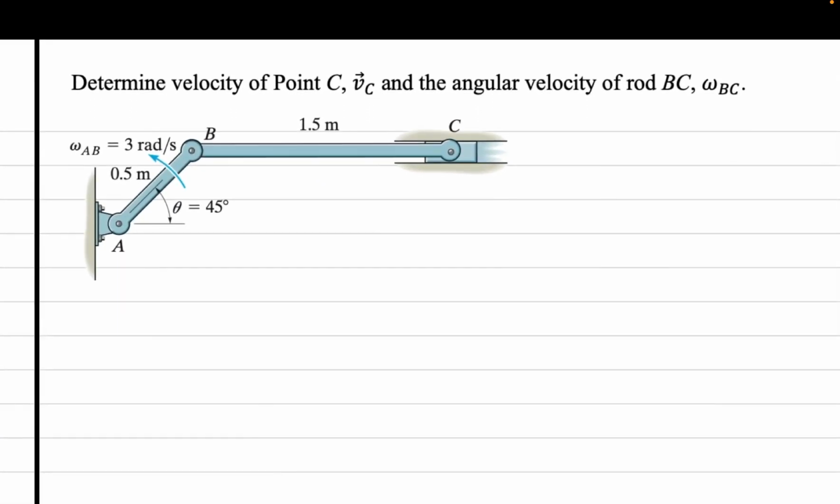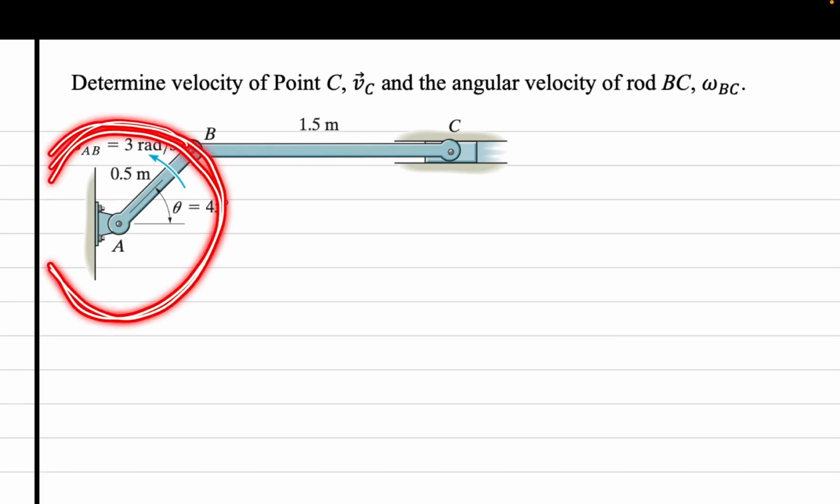First, we need to determine the velocity of point C and also the angular velocity of rod BC. As you can see here, we have two rods in this case, which is AB. This is one rod, and another rod is BC. Point A is the fixed point. Point B basically rotates about point A.